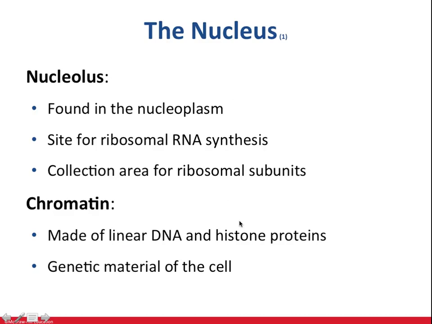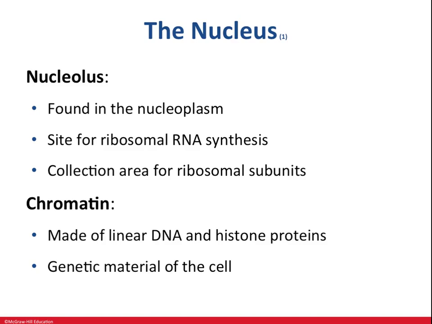The nucleolus is in the central region of the nucleus. The nucleolus function is to produce ribosomal RNA, the rRNA. It is the collection area for the ribosome subunits. We have the big units and the small units: 70S and 30S for prokaryotic cells, and 60S and 40S for the eukaryotic cell. And also the chromatin.